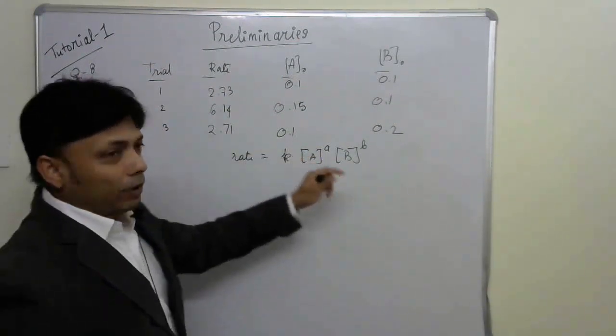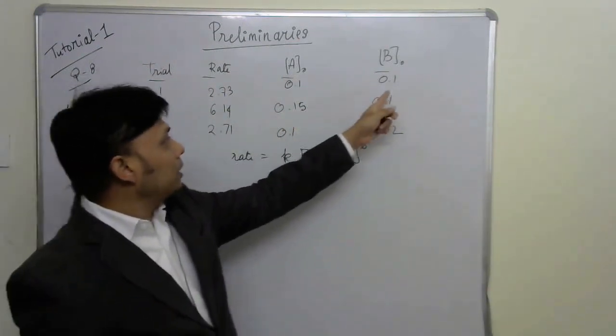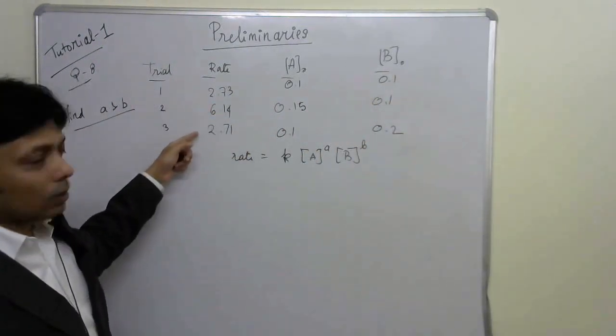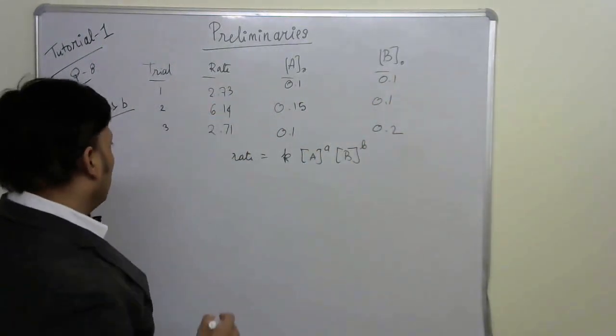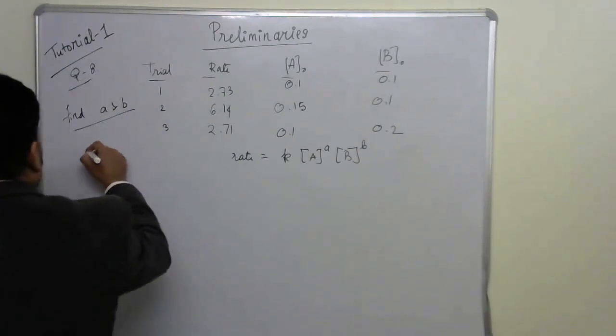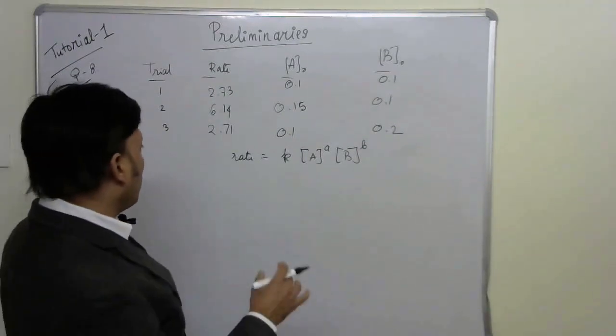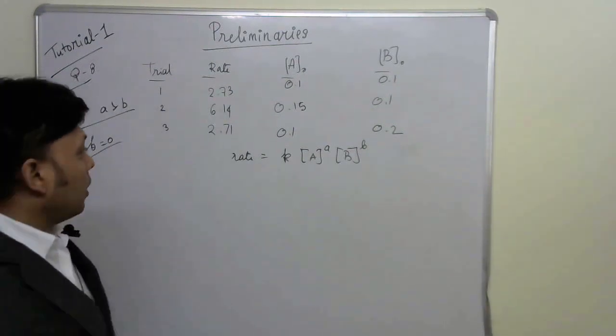If you look at the trials, you see that whenever B naught becomes double, from 0.1 to 0.2, the rate is almost the same. So immediately we can infer that b is equal to 0. This is zero order with respect to B. Now let's come to A.